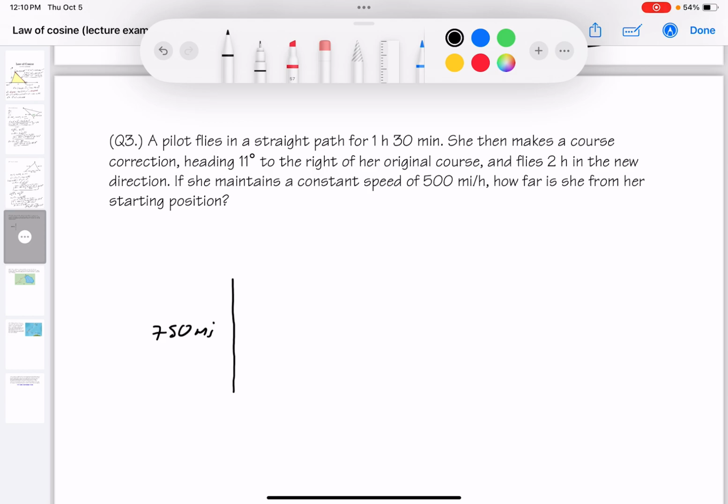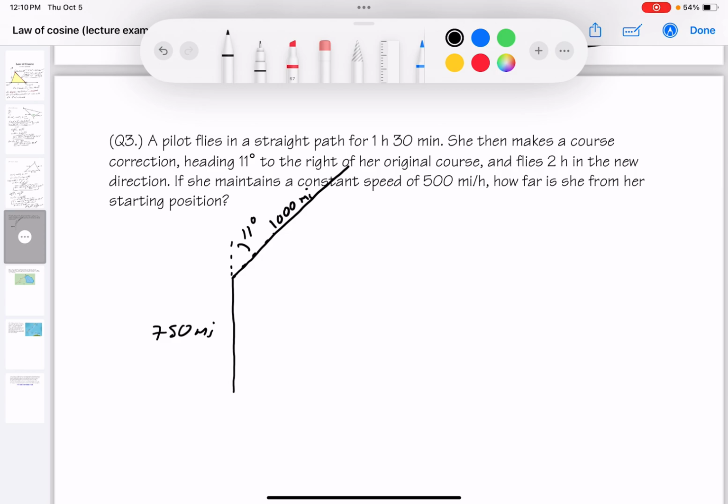Okay. Then what does she do? She changes direction. So she's not heading straight anymore. She's going to go in the other direction, this direction over here. And this angle over here is 11 degrees because it says she turns to the right 11 degrees. And then she flies more. And how much more does she do? 2 hours more. So that's going to be 1,000 miles. And sorry for writing over there, but I think I got a good idea what's happening over here. I'm trying to do it somewhat to scale over here.